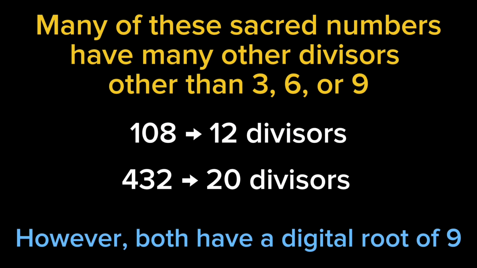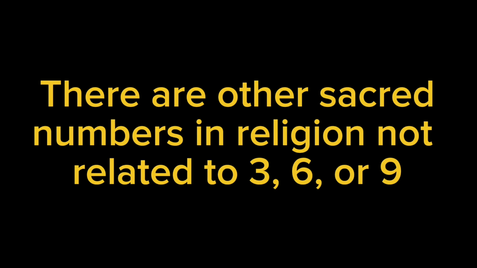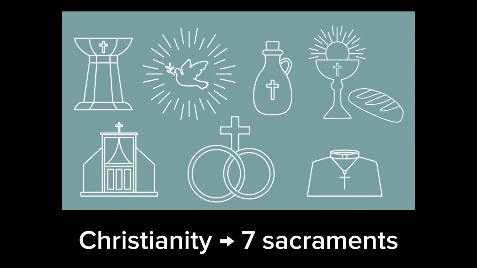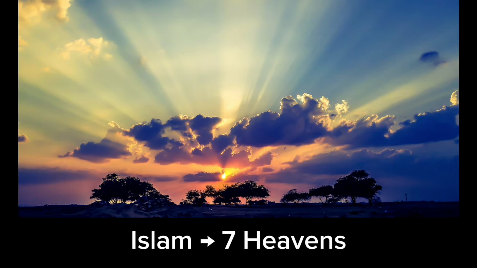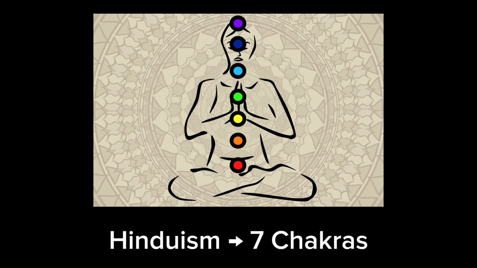However, despite this, both 108 and 432 do have a digital root of 9. Additionally, there are other sacred numbers in religion that are not related to 3, 6, or 9. For example, 7. In Christianity, there are 7 sacraments. In Judaism, the menorah has 7 branches. In Islam, there are 7 heavens, and in Hinduism, there are 7 chakras.